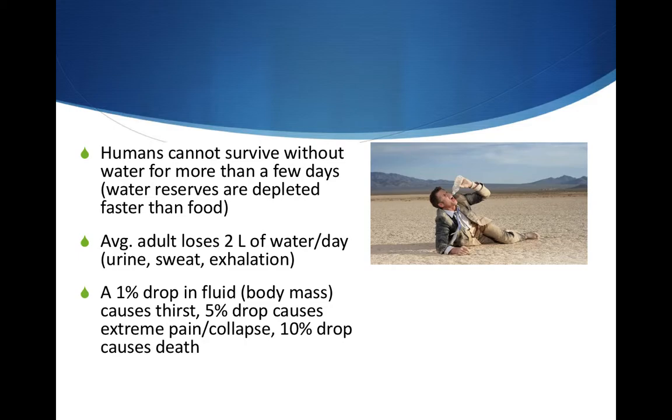We can survive for a lot longer without food than we can without water, and yet we're losing water all the time. A human adult loses about 2 liters of water a day through urine, sweat, and just exhaling. And our body has a few mechanisms in place to make sure that we don't get too dehydrated. Like a 1% drop in our body mass worth of water is going to cause us to be pretty thirsty and go and fix that situation. A 5% drop is going to cause extreme pain and collapse, and a 10% drop in our water is going to cause our death.